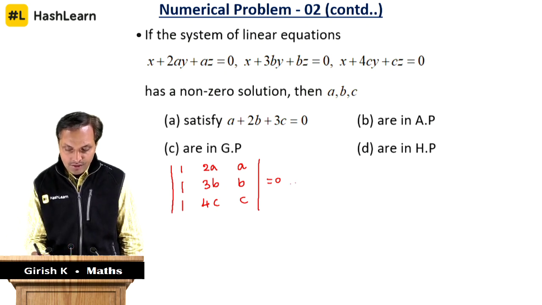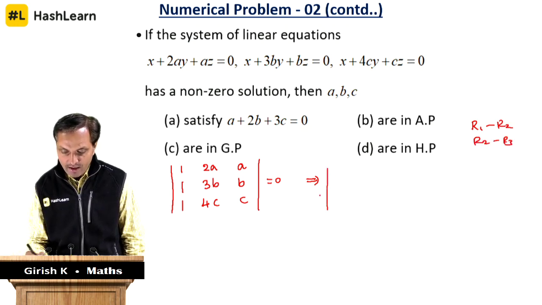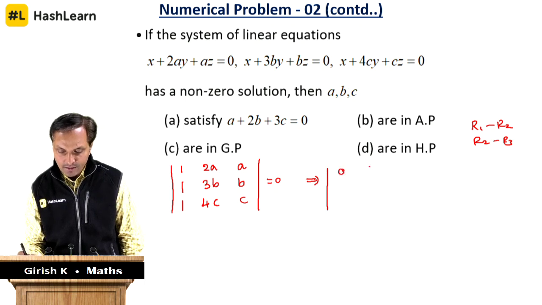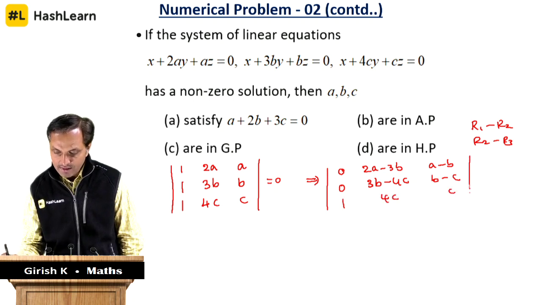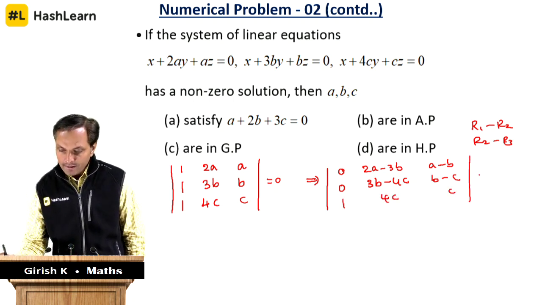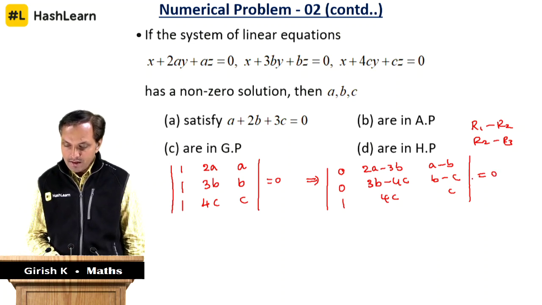So if I just apply r1 minus r2 and r2 minus r3, what happens? I'm going to apply r1 minus r2 and r2 minus r3, so that I can make a few elements 0. This is 0, 2a minus 3b, this is a minus b, this is 0, 3b minus 4c, b minus c, this is 1, 4c and c, that equal to 0. If you multiply inside and cancel the terms, what happens?